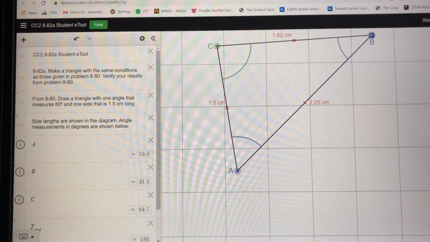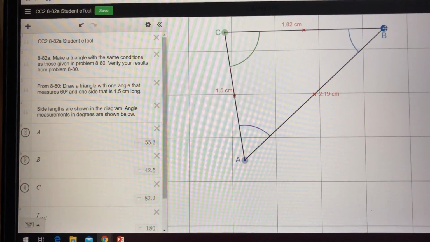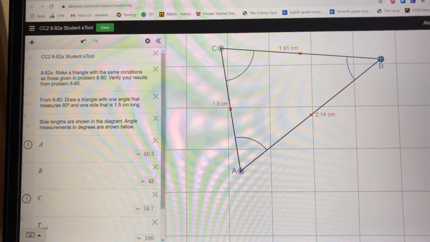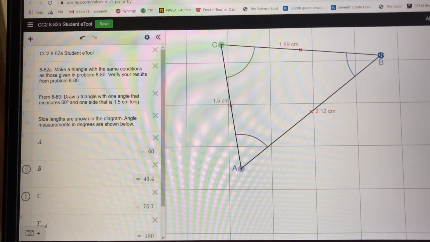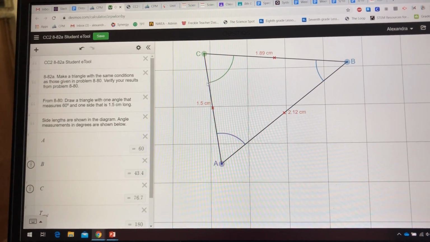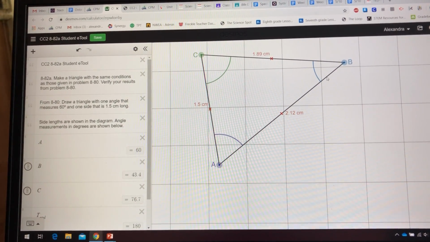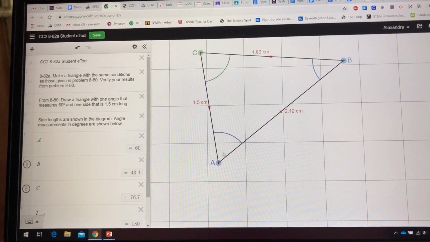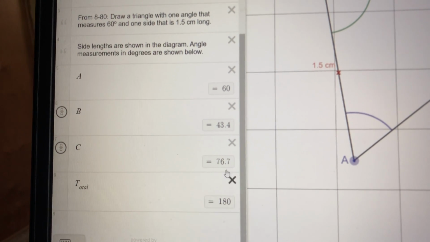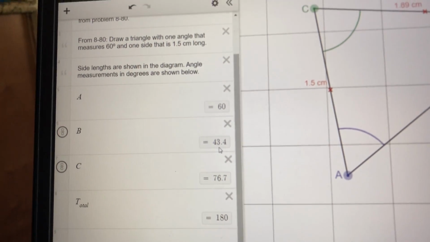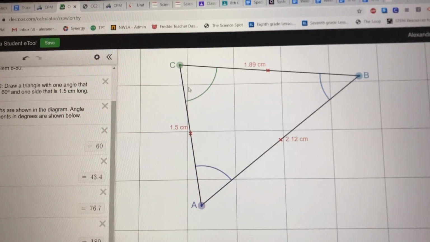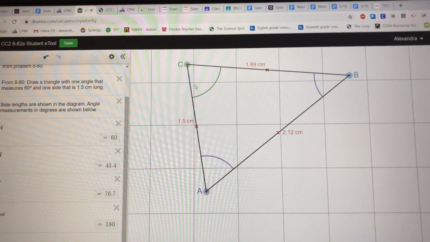So let's see if I start moving this around. Let's look at angle A, because angle A looks pretty close to 60. If I keep moving it down, angle A keeps getting bigger. There. Right there. So that's my triangle with a 1.5 centimeter length and a 60 degree angle. Oops, it's right there. There's A, 60 degrees. So let's look at what the sum is. Well, it's still 180. So 76.7, 43.4, and 60. If you add them all together, you get 180. Those are the angle measures on the inside. So it looks like it's holding true our conjecture from 880.